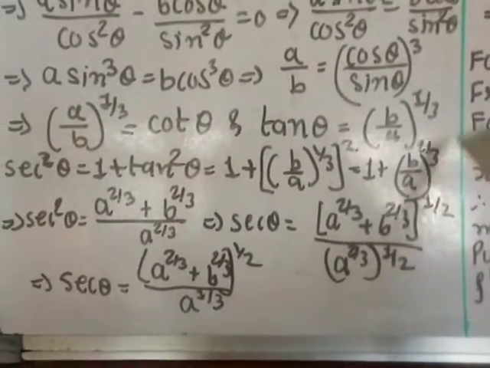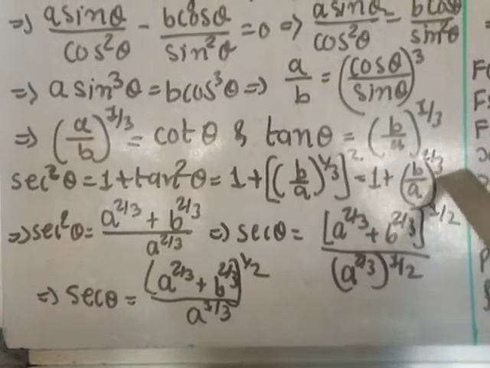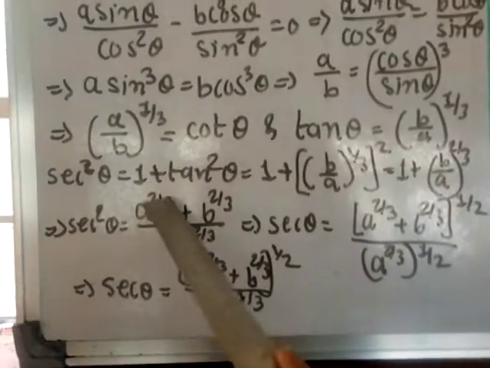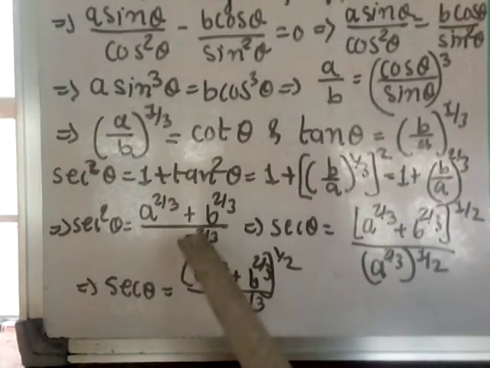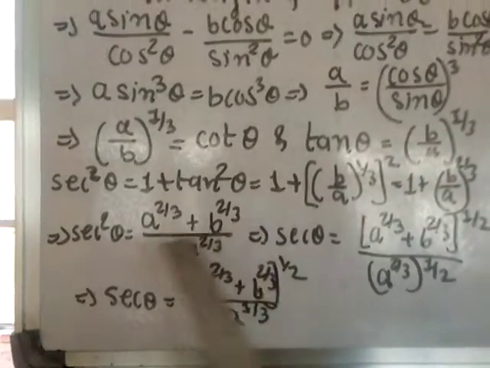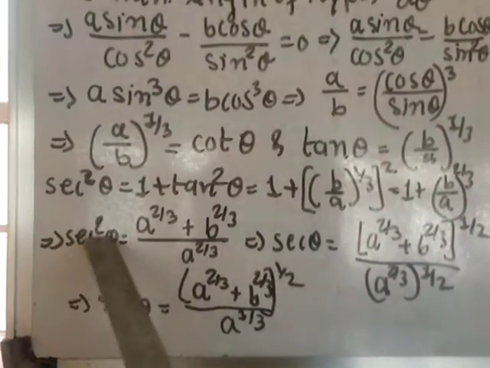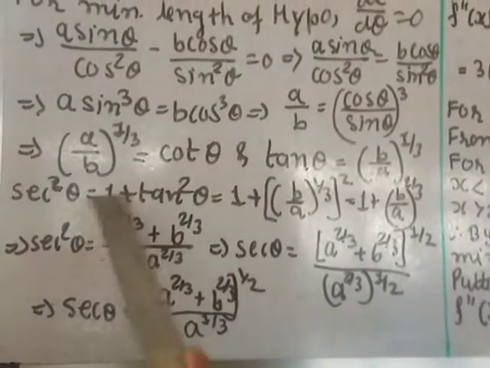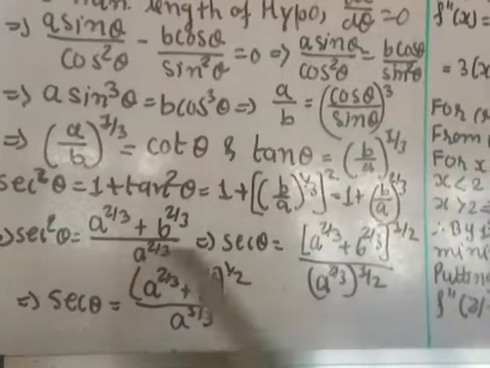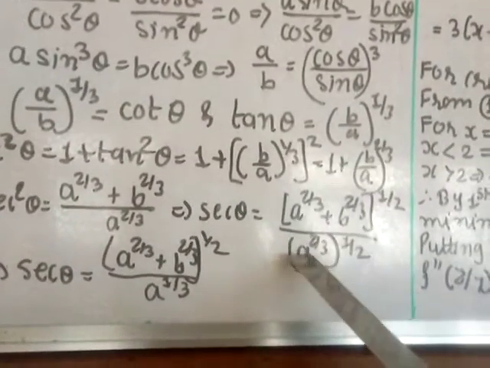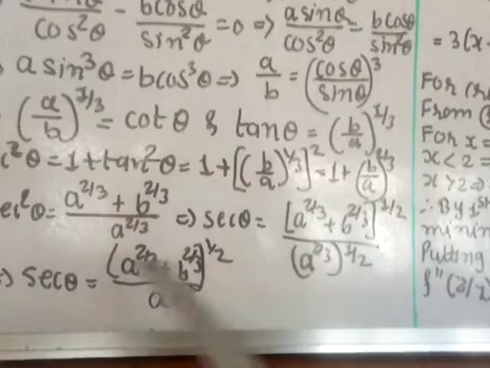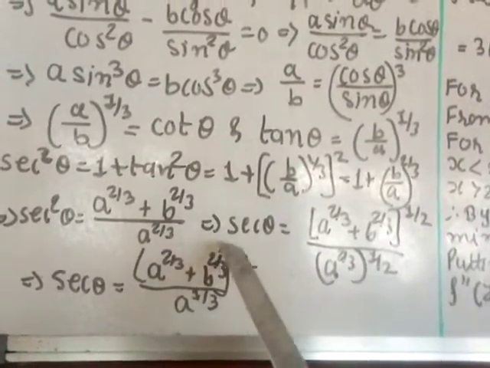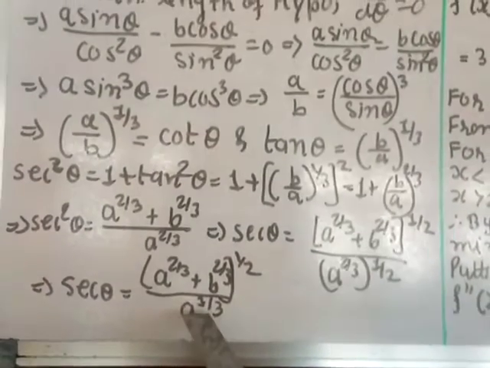I have written here. Now I am going to take the LCM. So b^(2/3) and a^(2/3), so a^(2/3) multiplied here. So here you will get (a^(2/3) + b^(2/3)) and the whole denominator is a^(2/3). Now this is sec square. I need only sec, so find the square root. The square root of sec square will be sec theta, and here the square root will be whole power 1/2, here also power 1/2. These two cancel, so here a^(1/3) remains. So sec theta is equal to (a^(2/3) + b^(2/3))^(1/2) divided by a^(1/3).